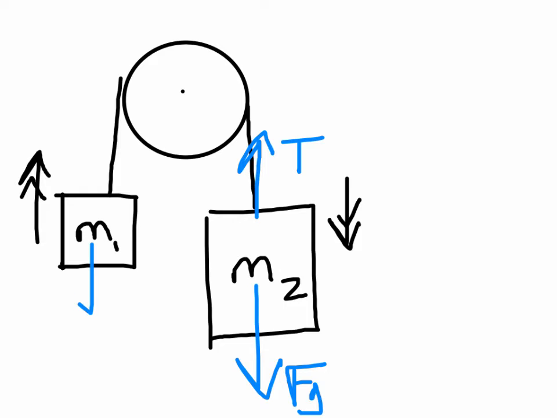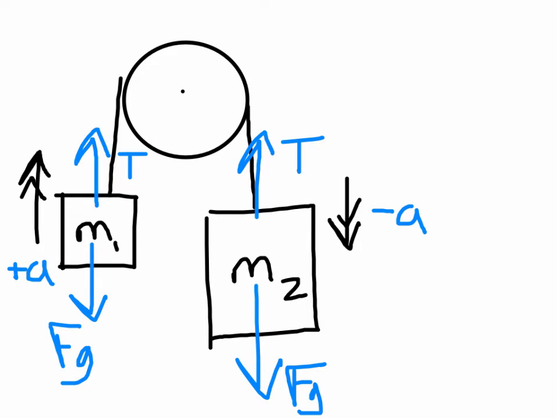Over here, gravity is also acting on mass 1, not as much because mass 1 is not as big. And then there's tension, keeping mass 1 from falling to the ground. What we want to do here is write an equation for each mass individually and look at the accelerations of each mass separately. Mass 2 is accelerating negatively, and mass 1 is accelerating positively.